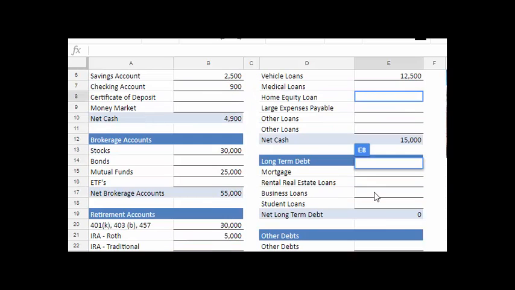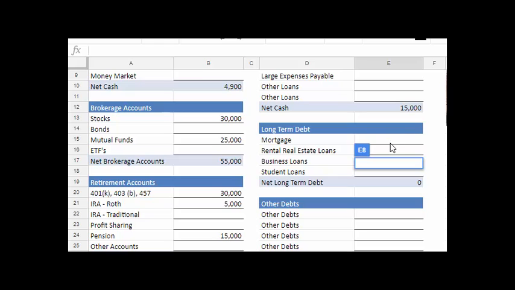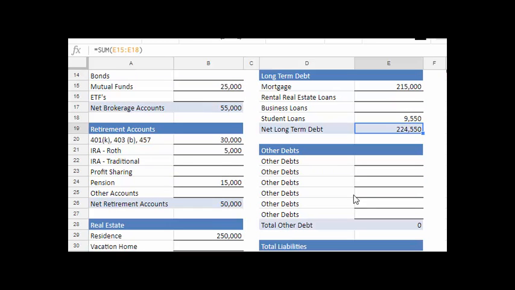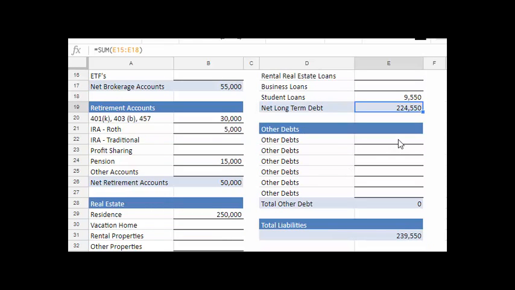Now we're going to scroll down to long-term debt. So here is where we would put in our mortgage. And if we had rental homes and there were real estate loans, if there were any business loans, and then if you have any student debt from college, you could put that in here. And then in this last section, we could put any other debt. So let's say you bought some furniture and it was interest-free and you still owe some money on it. You could put that into here, or any other debts that you owe that we haven't captured somewhere else.